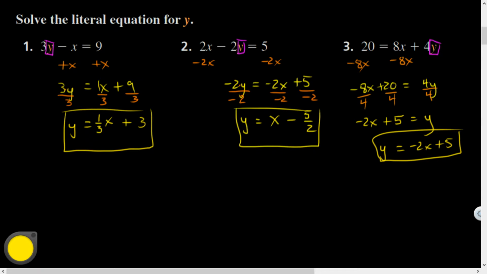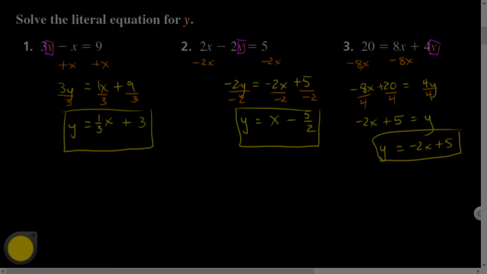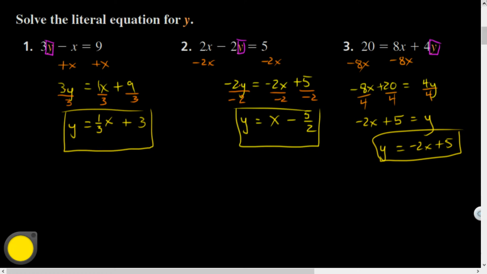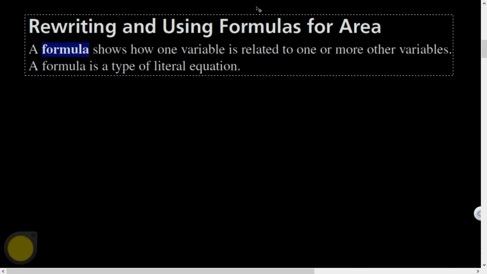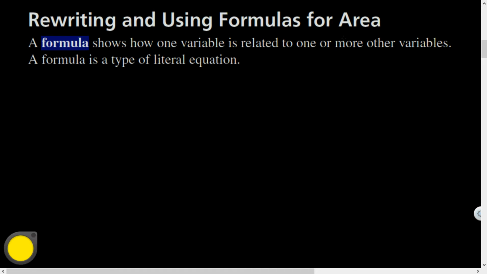All right. Hey, check this out. You can also rewrite problems that are formulas, or area, or surface area, or volume, or rate times time equals distance.